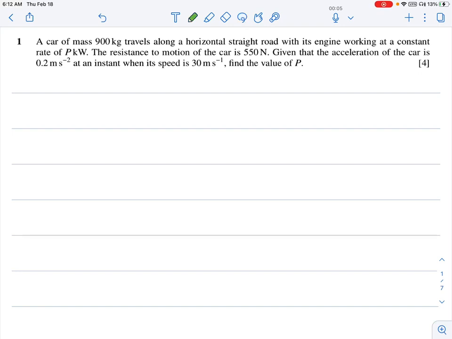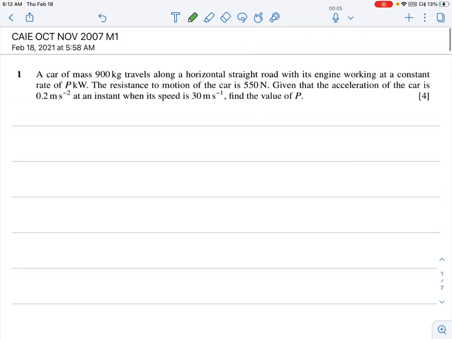So welcome. We shall solve this CAI paper, October 2007, M1. Seven questions are there. We shall solve all the seven questions. Starting with the first question: a car of mass 900 kgs. So the mass is equal to 900 kgs.